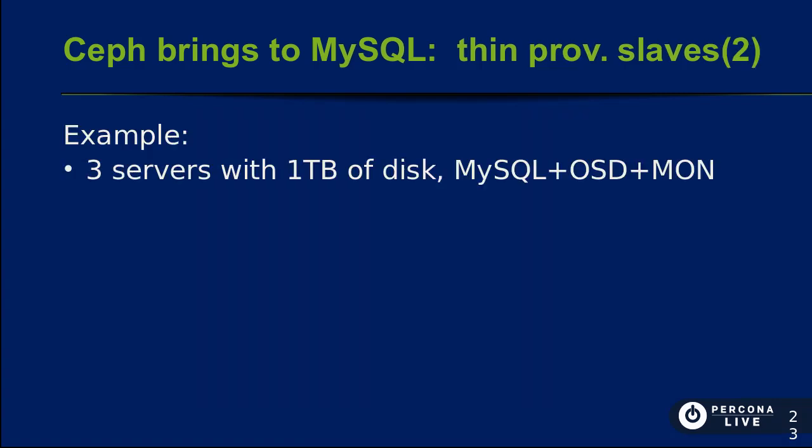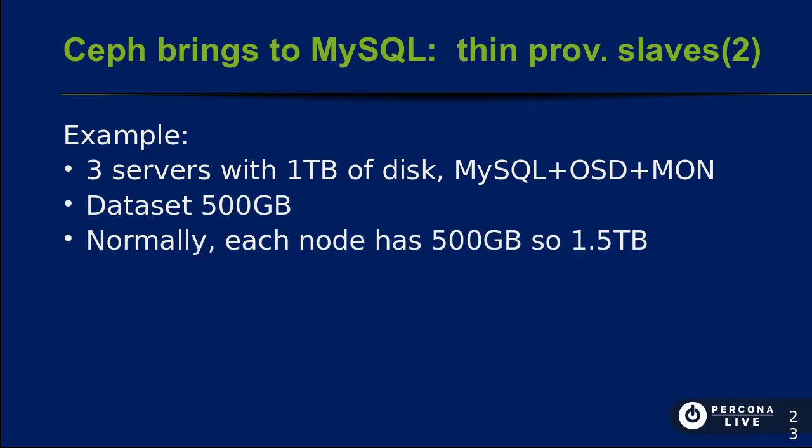So, an example, complete with more details. Let's assume you have 3 physical servers running MySQL, with the OSD on each node, and the monitor. So that's fully HA. Every server has 1 terabyte of storage. The data set, let's assume it's 500 gig. So normally, each server would have 500 gig of data, so there will be a usage of 1.5 terabytes.